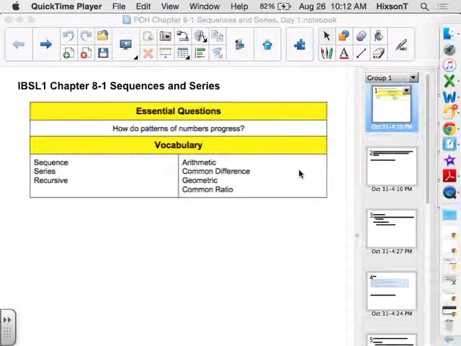Each unit, we're going to have certain essential questions and vocabulary. Those of you who have been here for a while at the school are familiar with these. The essential question that we're talking about in this unit on sequences and series is, how do patterns of numbers progress? We're looking for patterns.